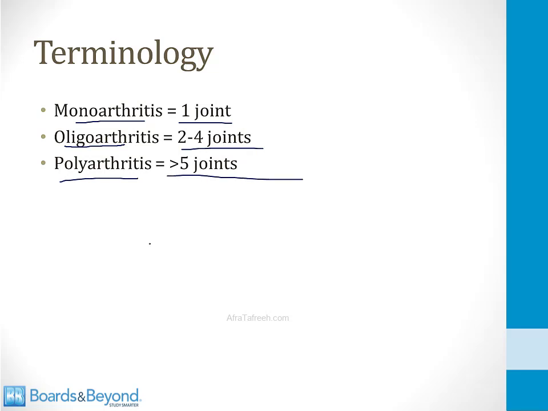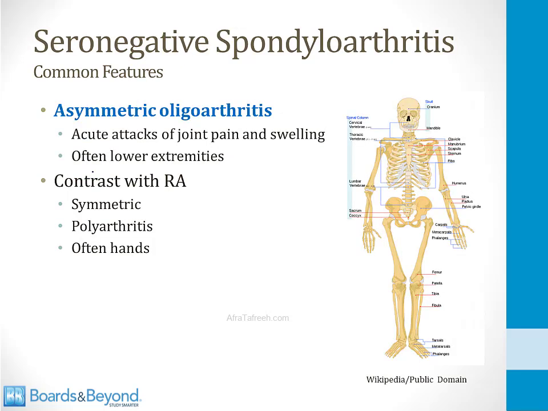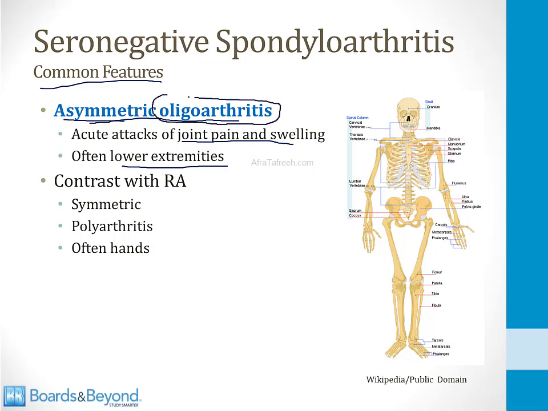Each of the seronegative spondyloarthritis disorders is a little bit different from the others, but there are some common features that are found in many of these disorders, and if you know what they are, it makes it easier to recognize these conditions in a board question. The first feature that's common to many of the spondyloarthritis conditions is asymmetric oligoarthritis. Patients with these disorders often have acute attacks of joint pain and swelling that often involve the lower extremities. They are asymmetric, meaning they only occur on one side of the body, and they are an oligoarthritis, meaning they involve 2 to 4 joints.